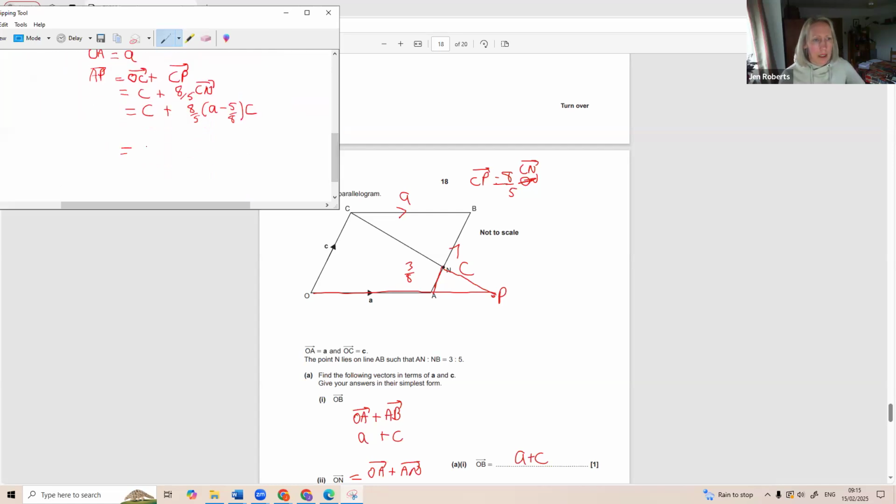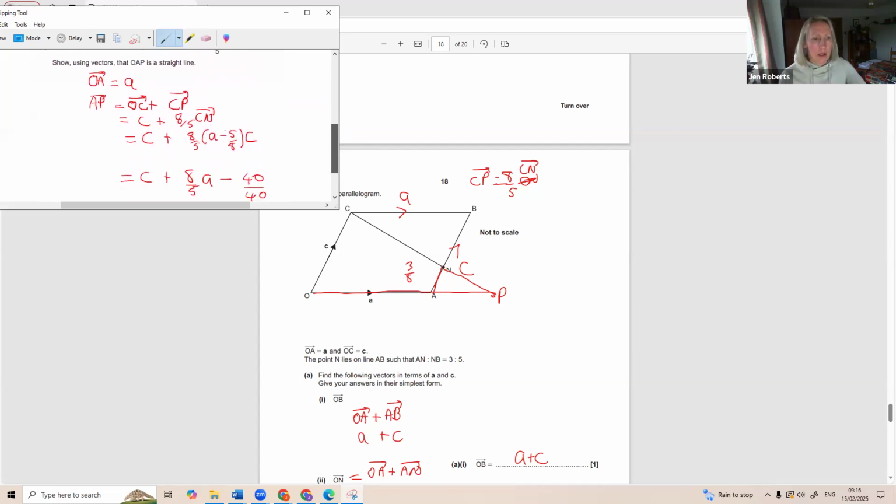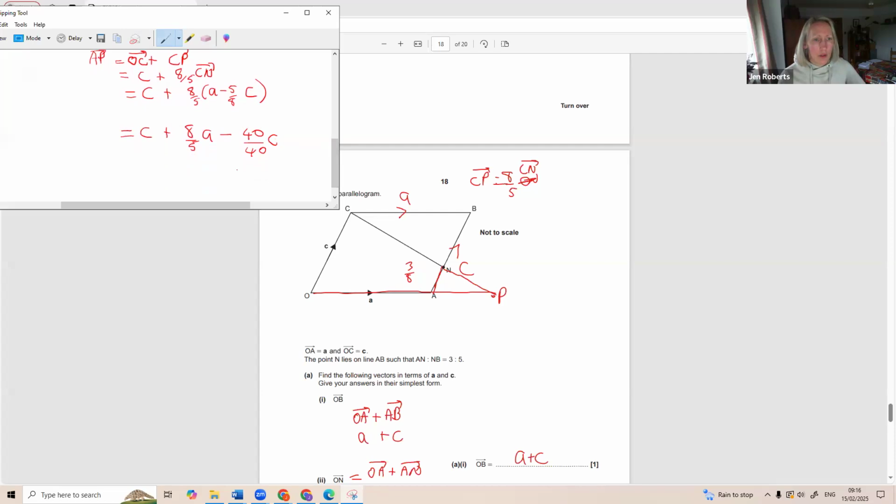I'm going to expand these brackets here. 8/5 A minus 8/5 times 5/8 C. 8 times 5 is 40. 5 times 8 is 40. Sorry, that bracket should be here. 40 over 40 is 1, isn't it? So I've got C plus 8/5 A minus C. C take away C is 0, so I've got 8/5 A.